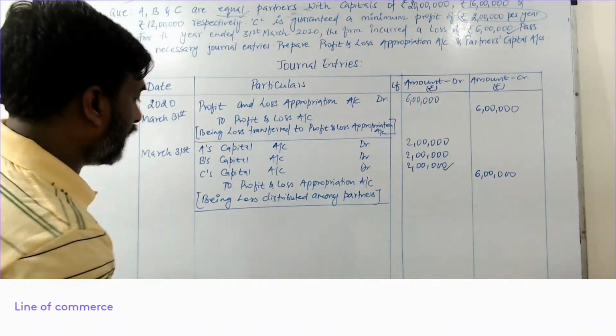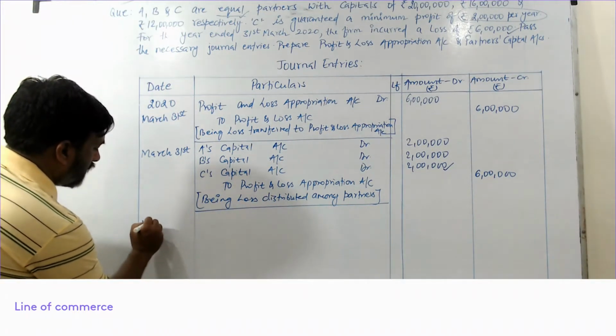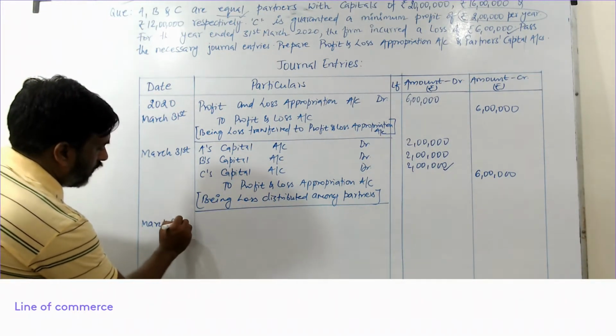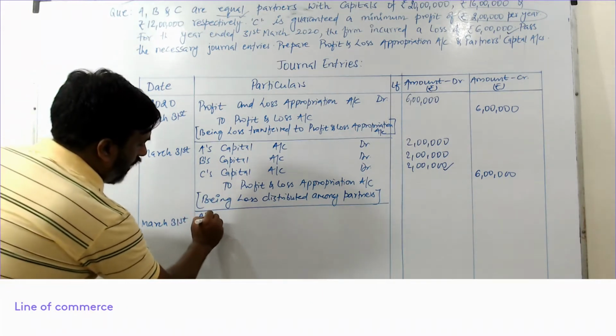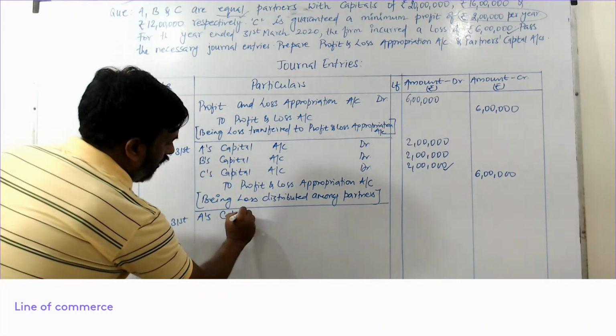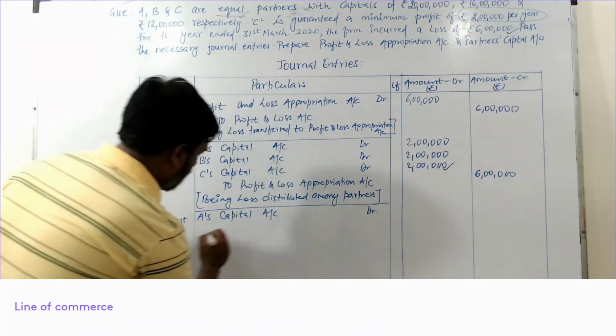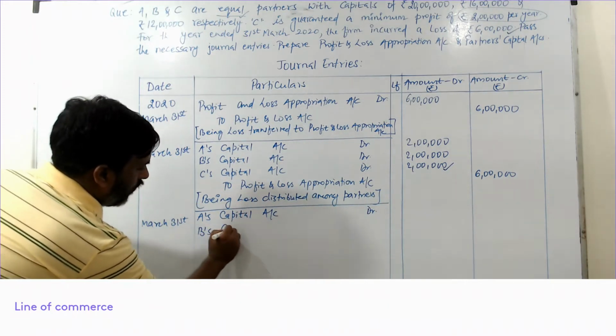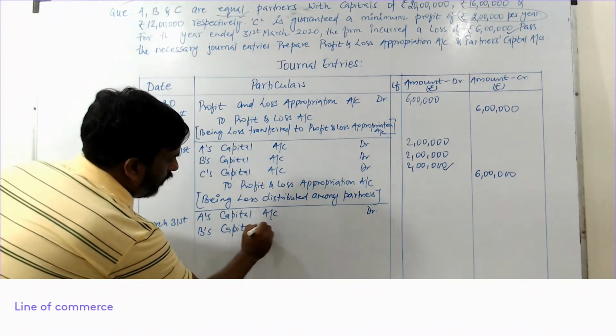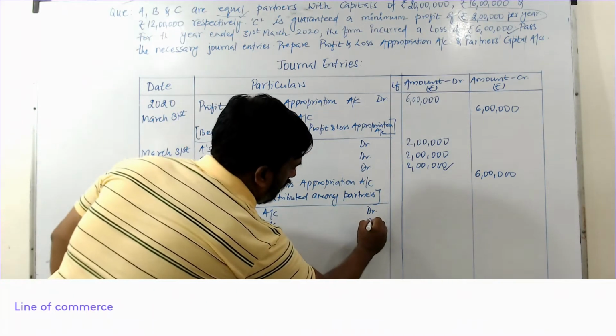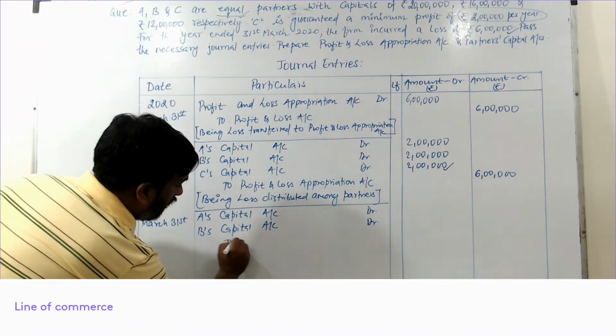So now the journal entry will be A's capital account debit, B's capital account debit, to C's capital account. The journal entry, again March 31st.